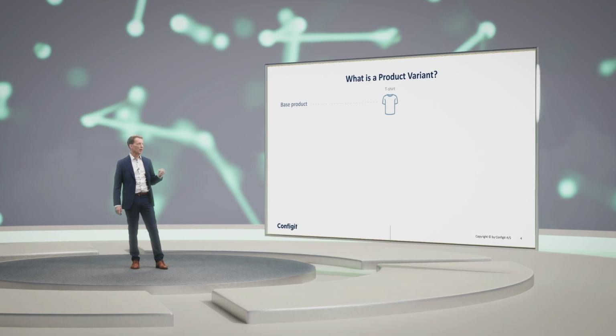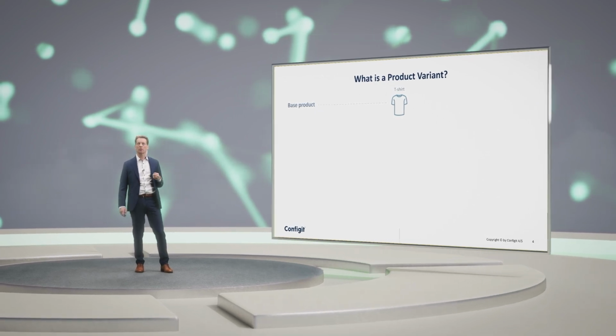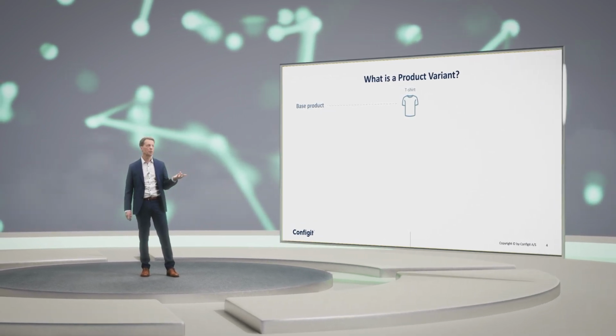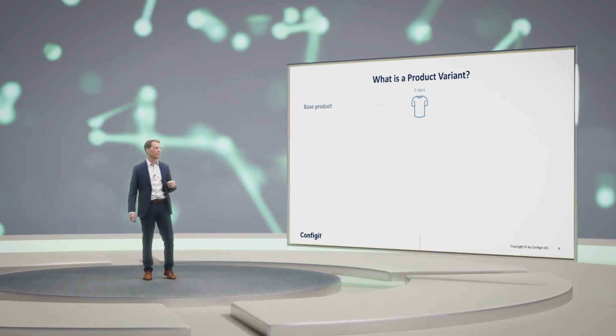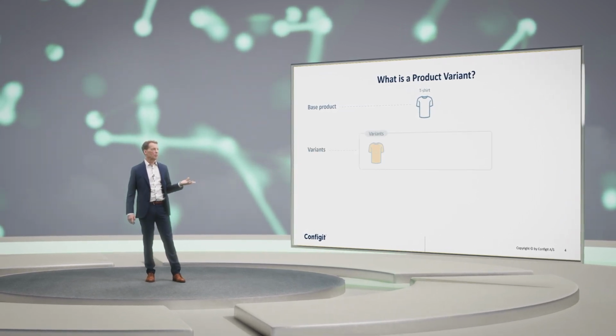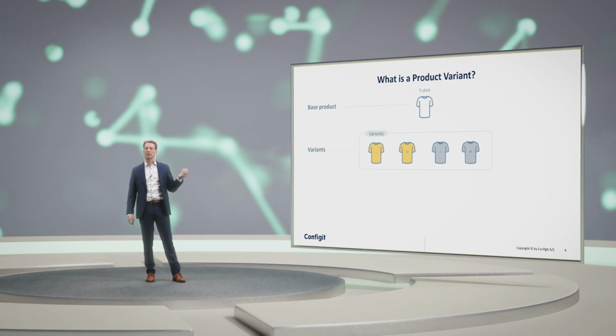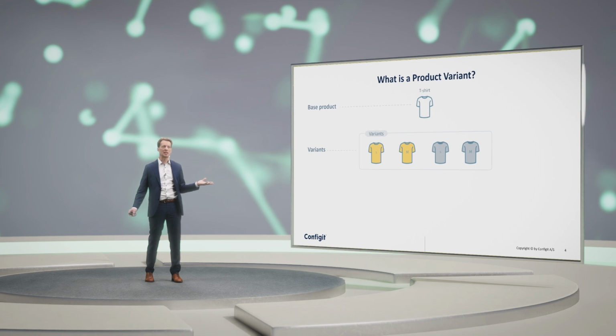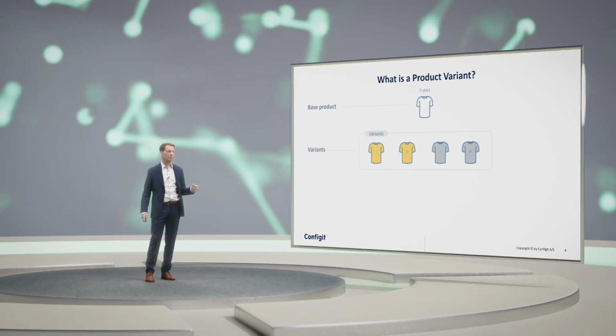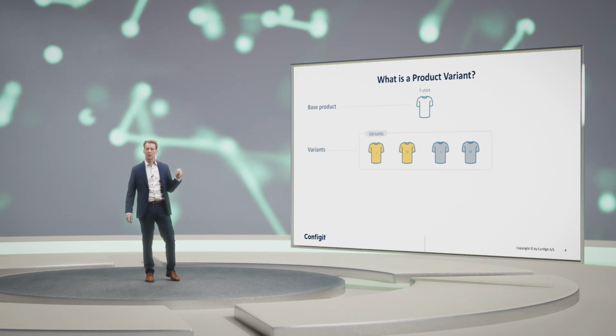So also what Anders mentioned, the base product of a product, in this case the t-shirt, could be a t-shirt that's white. What is a variant then? Well, a variant is that you can get this t-shirt in different sizes and in different colors. Let's say that. Very simple, right? So those are the base concepts.